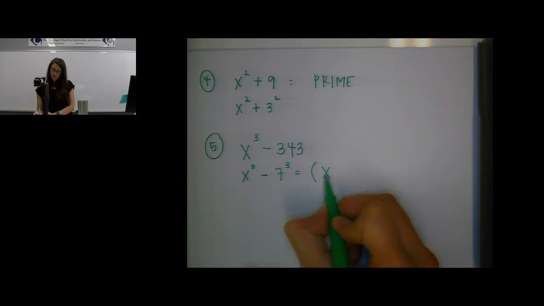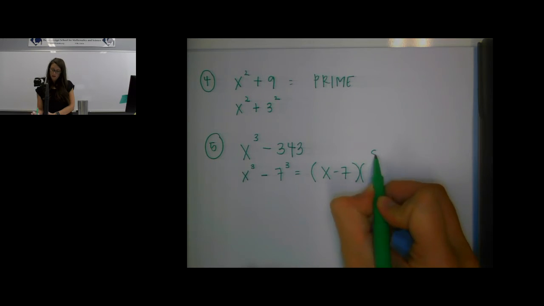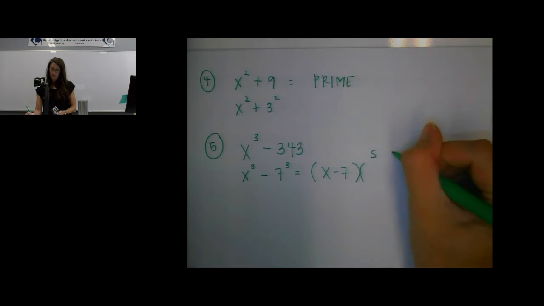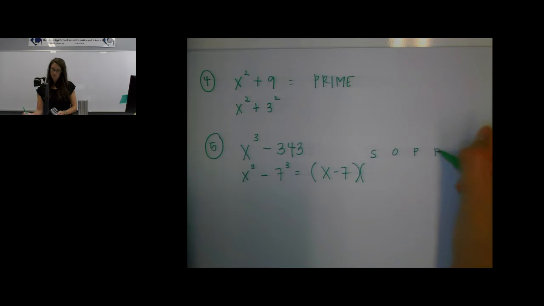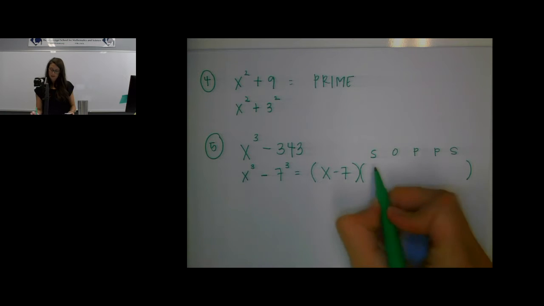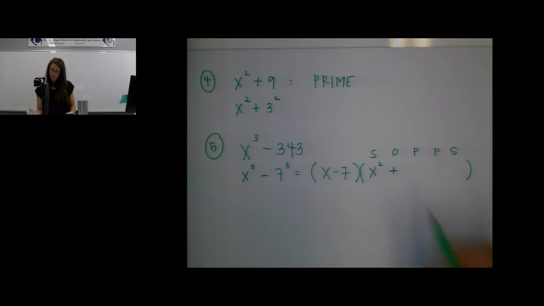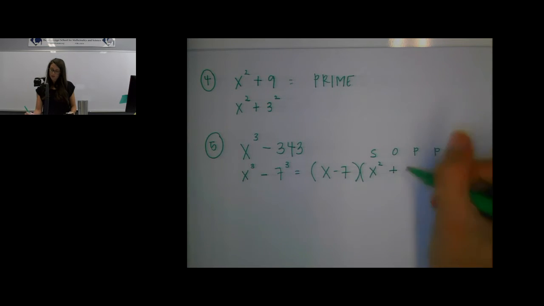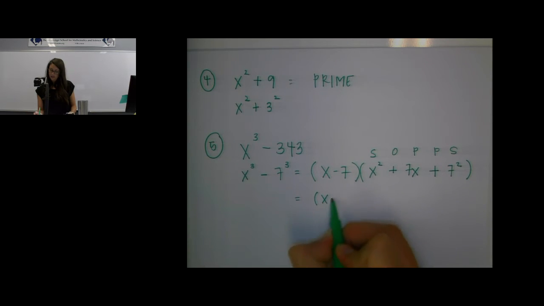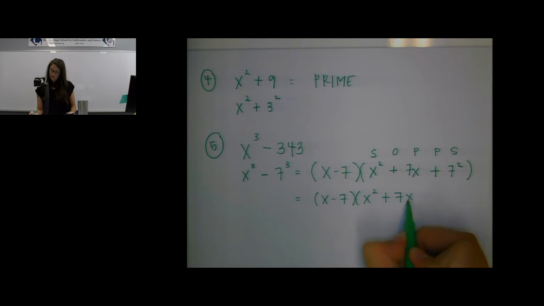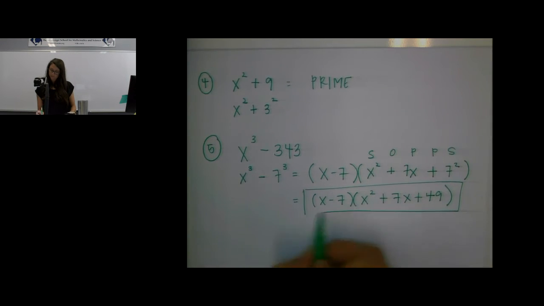So this will be an x minus a 7, and then it'll be squared, opposite, product, plus squared. So it'll be an x squared. There's a minus sign here, so it's the opposite sign, so it'll be a plus. The product of these two, which is 7x, always a plus, and then a 7 squared. So this will be x minus 7 times x squared plus 7x plus 49.